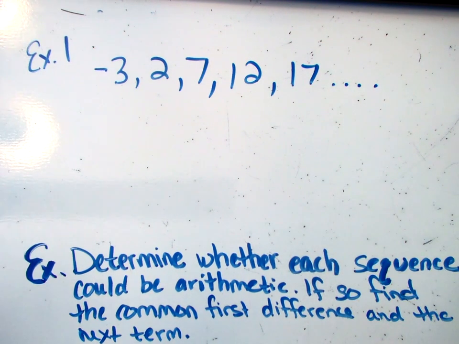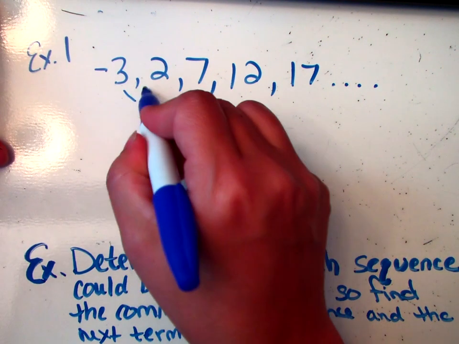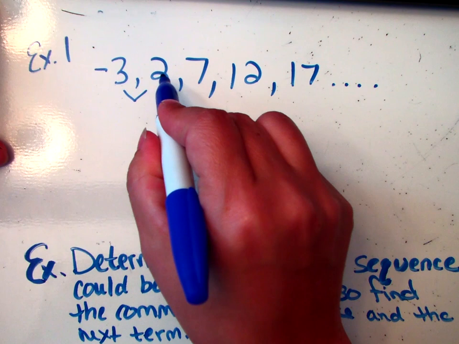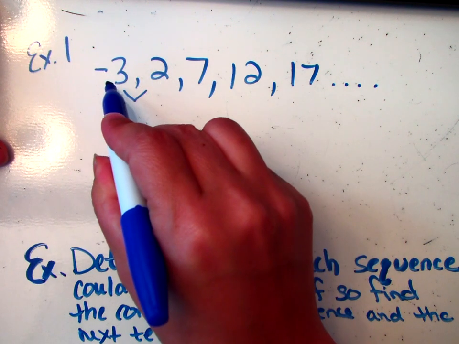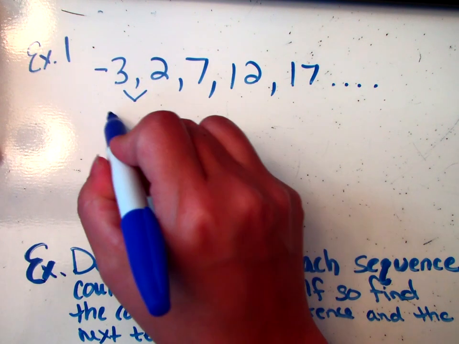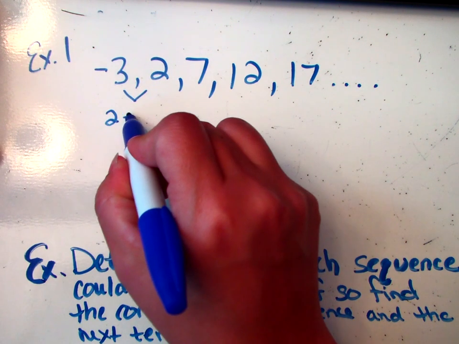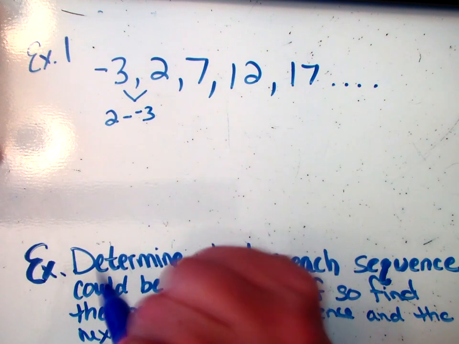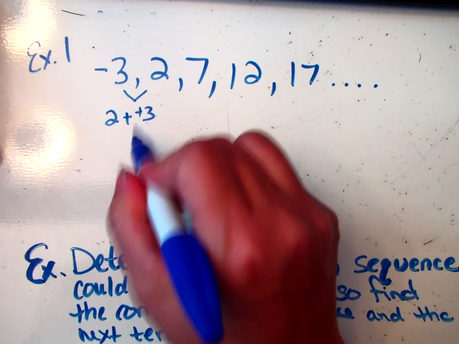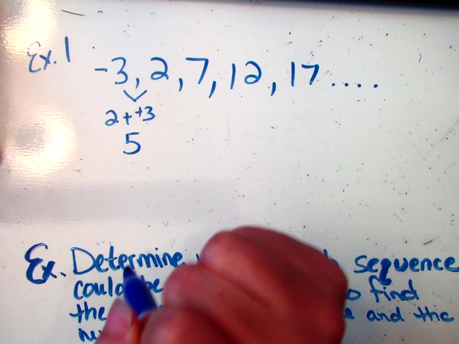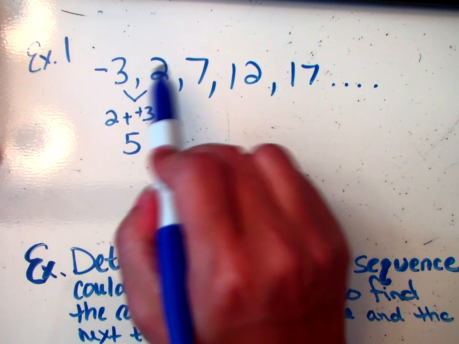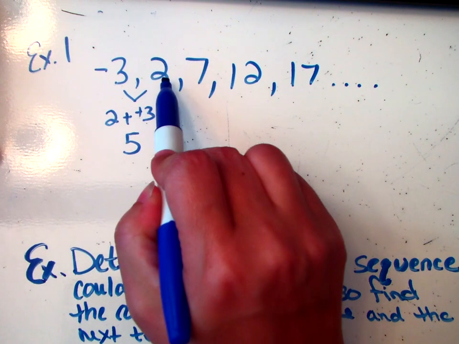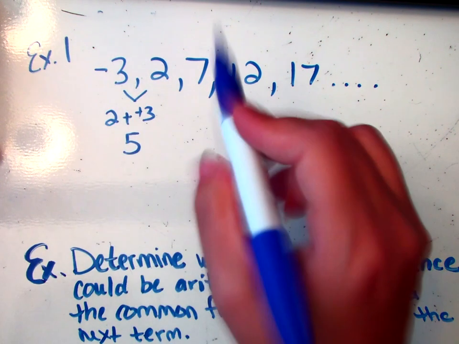Okay, so to be arithmetic, our first difference has to be identical. So if I look at these two terms, I'm going to take my second minus the previous term. So I have 2 minus a -3. What happens to that -3? Now it's positive and I get 5. Okay, so to find the difference, we go to any term and subtract the previous from it.